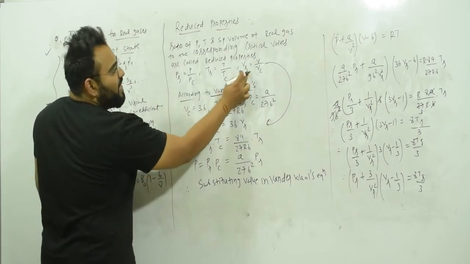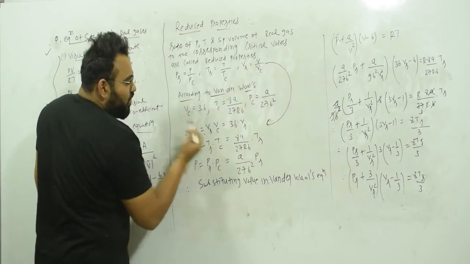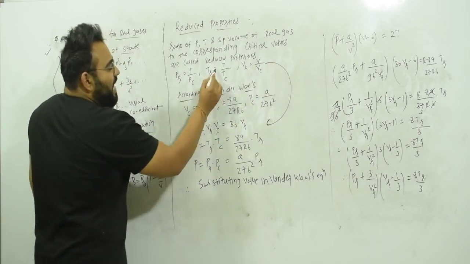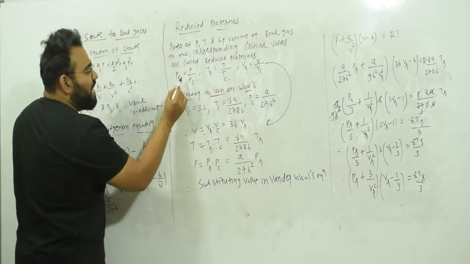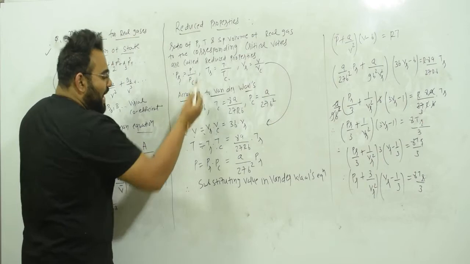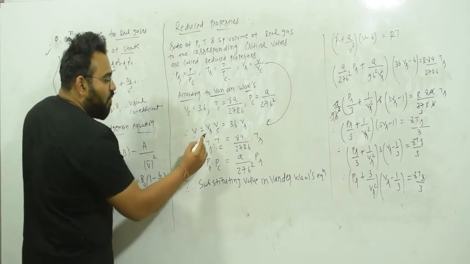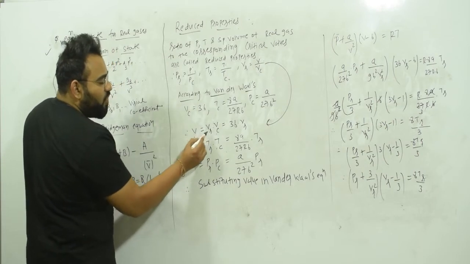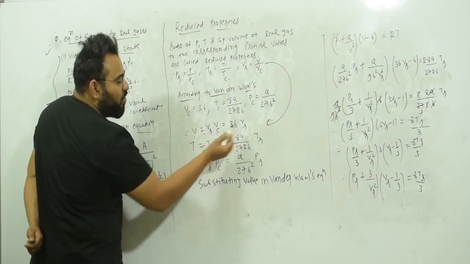So from this equation, Vr equal to V upon Vc. So can I write V is equal to Vr into Vc? Same way here, Tr equal to T upon Tc. So can I write T equal to Tr into Tc? Same way here, Pr equal to P upon Pc. So can I write P is equal to Pr into Pc? So something like this. Now V equal to Vr dot Vc. I'm going to put the value of Vc, which is 3b. So it's equal to 3b dot Vr.